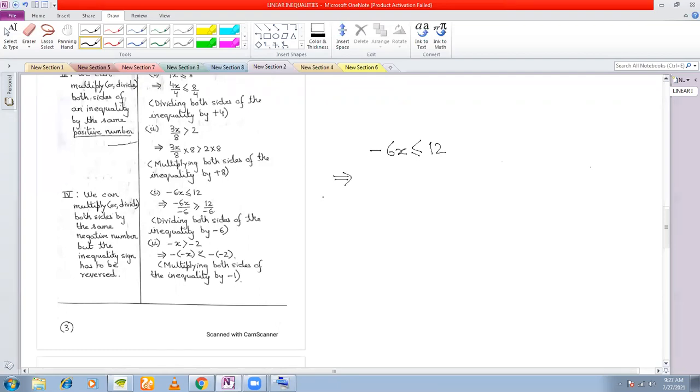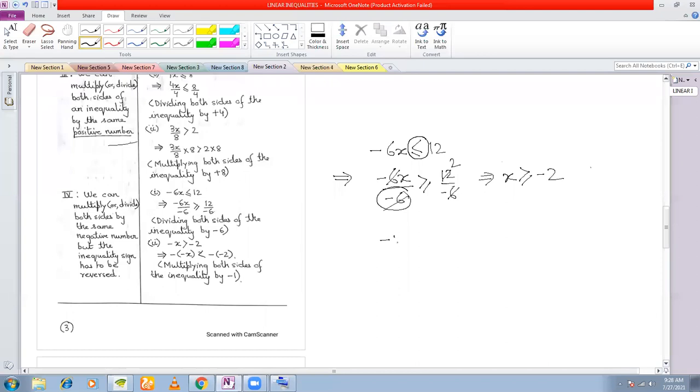If I want to make the coefficient of x as 1, I want to divide both sides by minus 6. I have to divide both sides by a negative number, by minus 6. So this inequality sign from less than or equal to will change to greater than or equal to 12 by minus 6. So that means here minus 6 and minus 6 will cancel. You get x greater than or equal to, and you get minus 2. So when dividing both sides by a negative number, change the sign of the inequality. If it is greater than or equal to, make it less than or equal to. If it is less than or equal to, make it greater than or equal to.